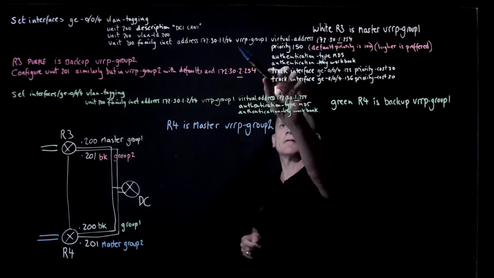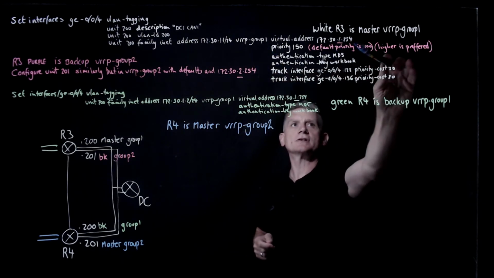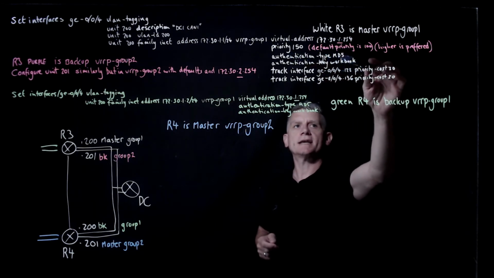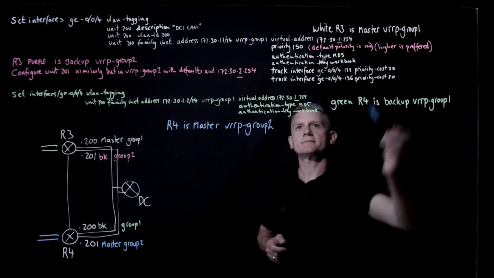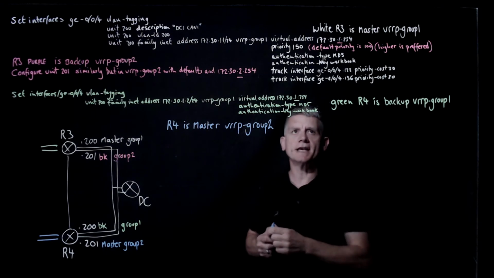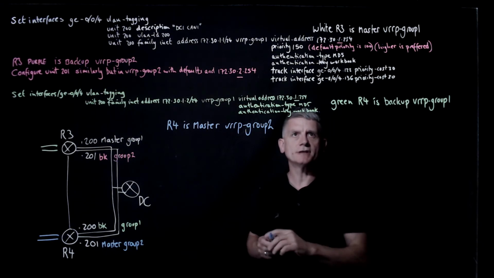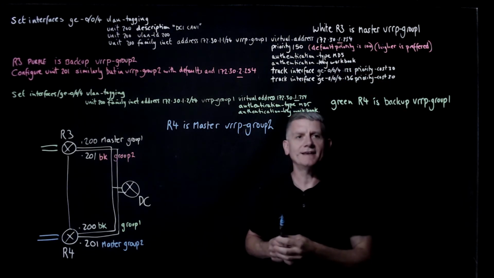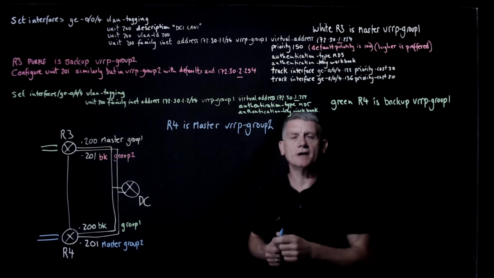Here we have VRRP group 1. We have the virtual address that's going to be shared. We have the priority, authentication, and the tracking. The priority by default is set to 100. What we've done is we've preloaded this a little higher to 150. High is the best in VRRP.